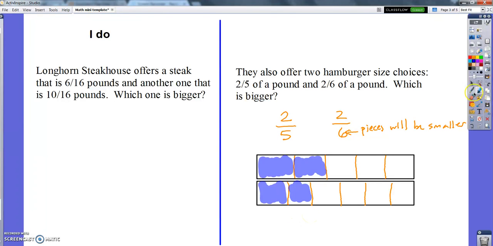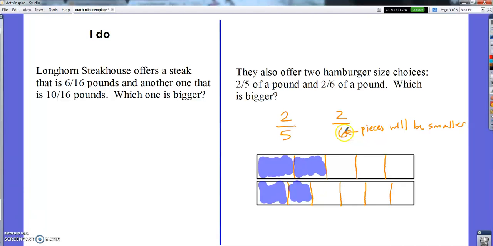Right? So even without having drawn these, I wanted to draw these just to explain it to you. But I think with this, I could just say, well, this is going to have smaller pieces. So since this is going to have bigger pieces and there's the same number of pieces, this one's going to be bigger. It only works because the numerators match.